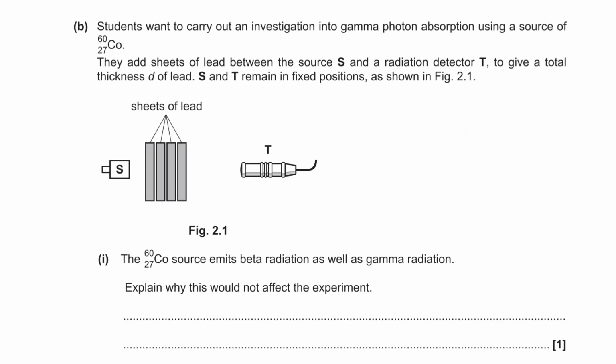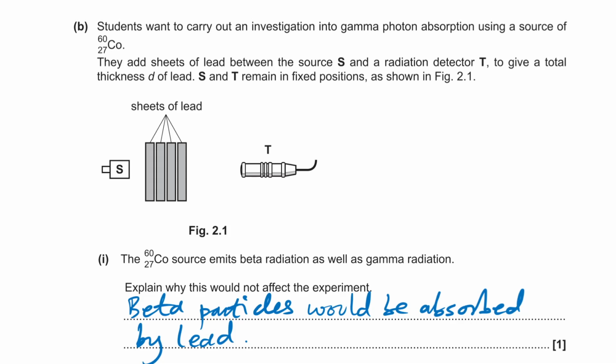Students wanting to carry out an investigation. The source emits beta radiation as well as gamma radiation. Explain why this would not affect the experiment. Beta particles would be absorbed by the lead. Yes, we know that the gamma radiation is attenuated, or the intensity is reduced by the sheets of lead, but it's not completely stopped, is it? But the beta particles would be immediately stopped by the first sheet of lead.